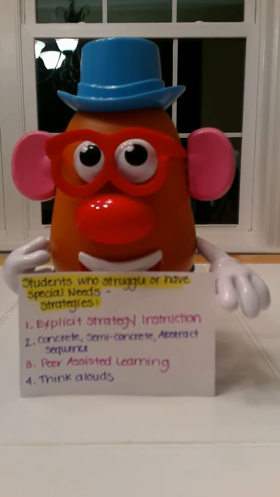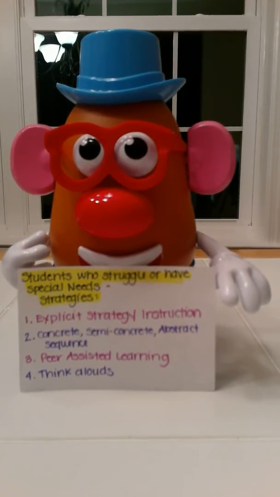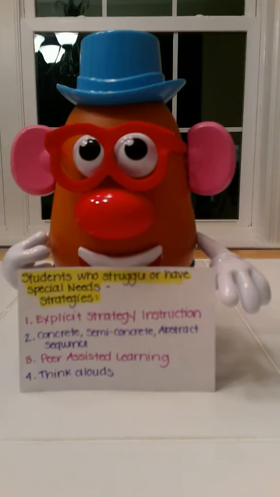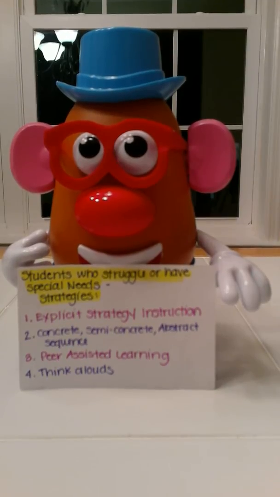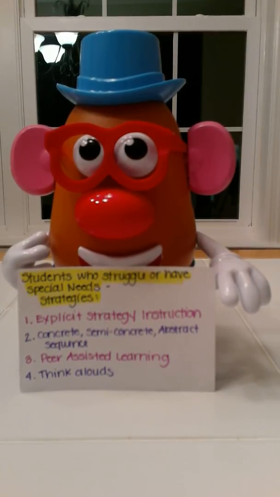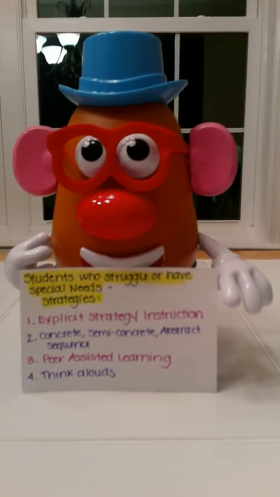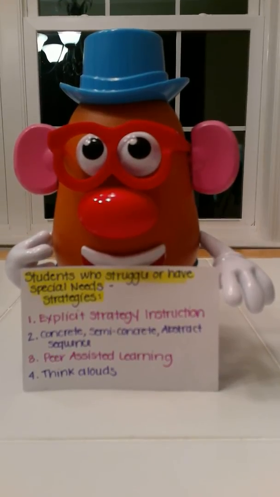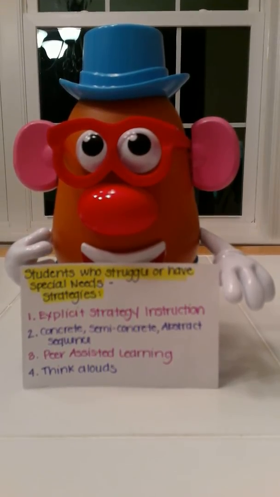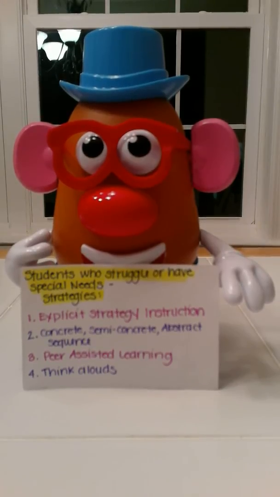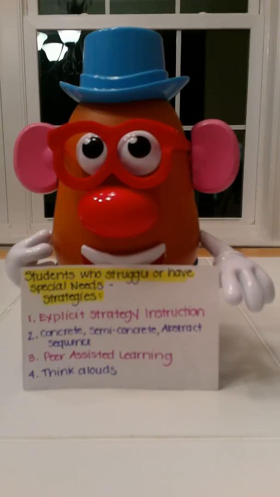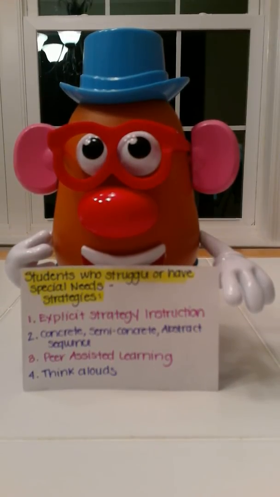All right, so here are some strategies that you can use with students who are struggling or have special needs. You can use explicit strategy instruction, which is very direct, structured, teacher-led instruction. The concrete, semi-concrete, abstract sequence. Peer-assisted learning, where you put them with a buddy. And think alouds, which we do a lot when teachers are working through problems and we're verbalizing our thinking aloud for the students to hear.